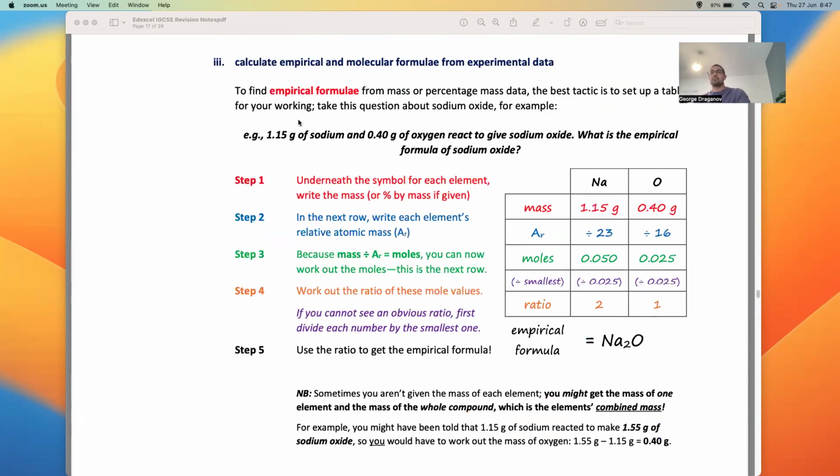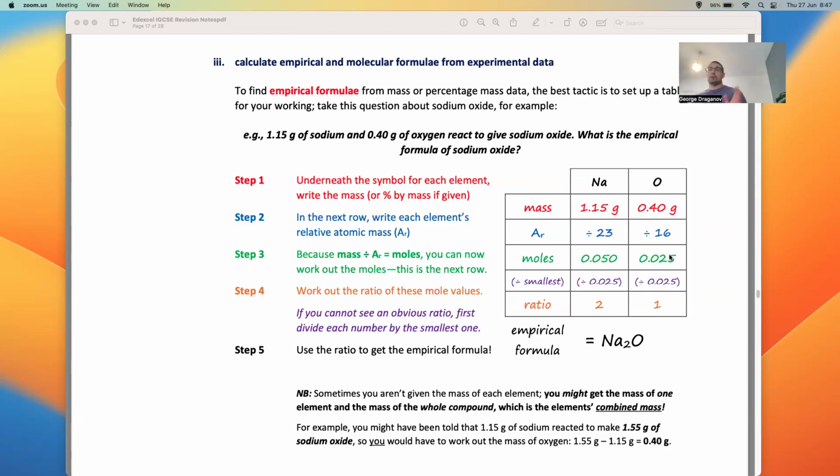So 1.15 grams of sodium and 0.4 grams of oxygen react. What's the empirical formula? What you do is you make a column. You put the two elements and their masses underneath. Then the first step of chemistry is to find moles. So you divide each one by their AR in this case, because we're looking at atoms, so relative atomic mass. So divide that by 23, divide by 16, and you get the moles. So the first step is moles in chemistry.